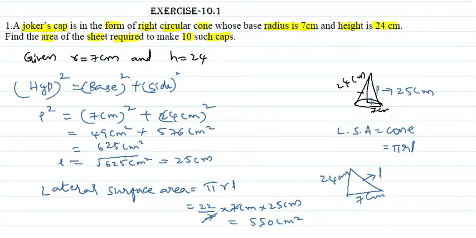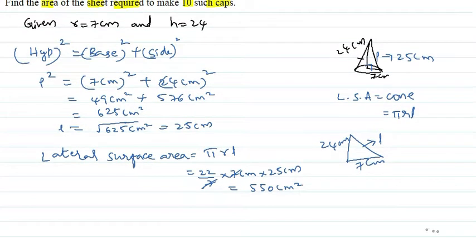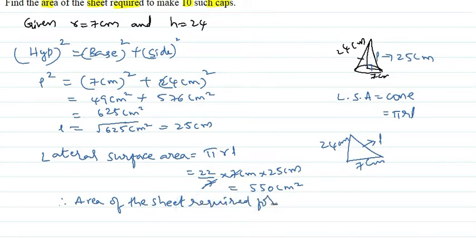So it is the surface area of only one cap, but here we are going to find the surface area for the 10 caps. So we need to multiply the LSA with 10. Therefore, area of the sheet required for 10 caps is equal to 10 into 550, which is equal to 5500 centimeters square.